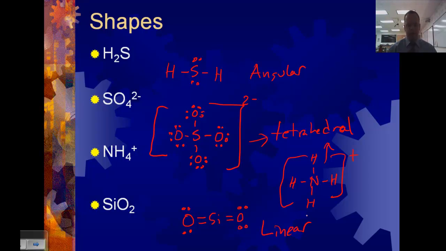So draw the dot structure. Look at the central atom. Determine the number of things bonded to the central atom. Determine the number of lone pairs. And based on that, you can determine the shape.